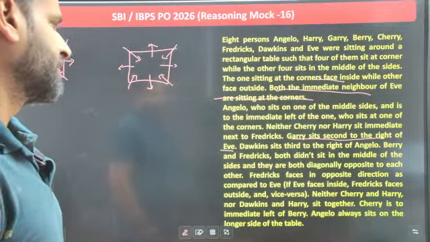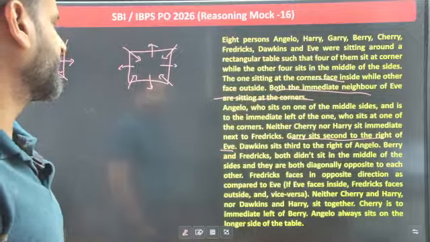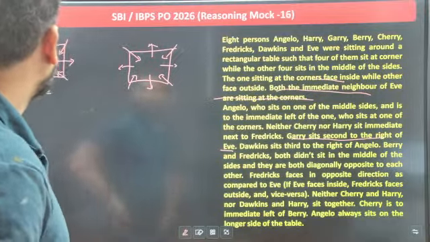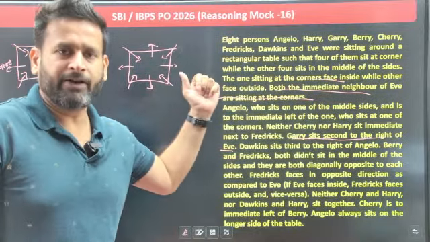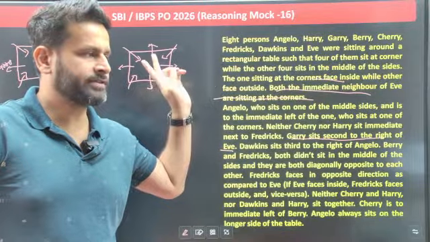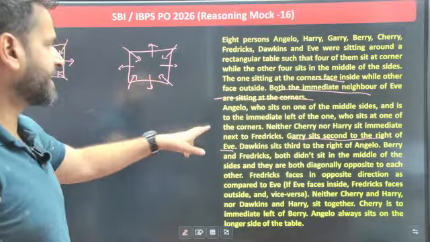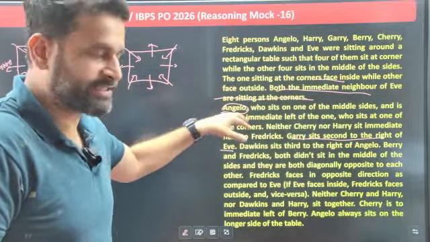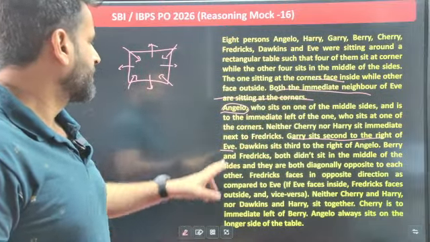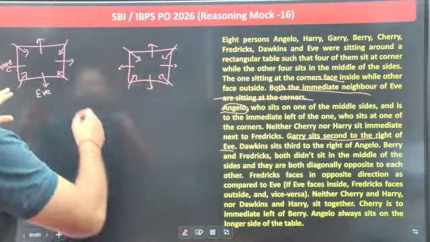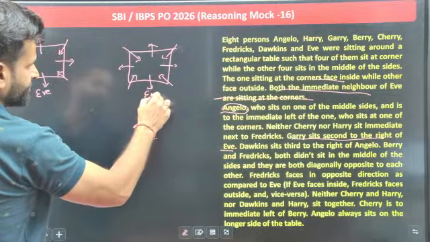Dawkins. Third right of Angelo. Where was Angelo? Mid of side. Third right: 1, 2, 3. Now mid of side, out of 4 places, two are already occupied. I can start with this condition. Angelo is sitting on middle of side. Two possibilities. Let us use this.